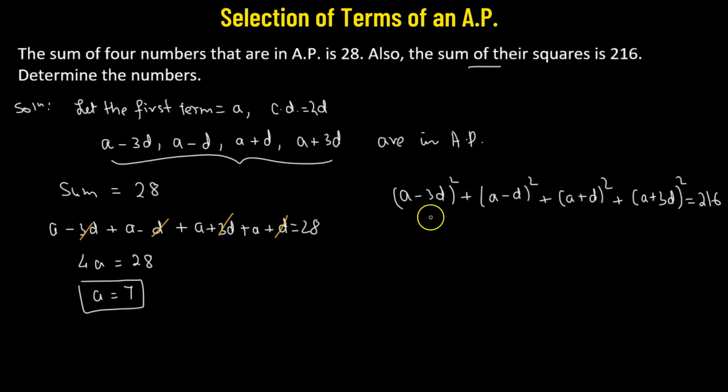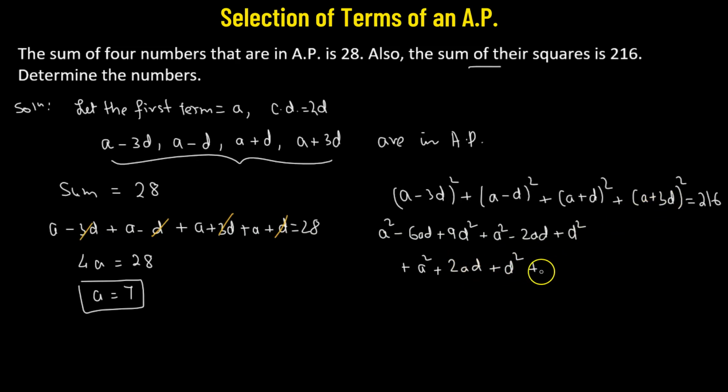Now we have to solve this equation. So let's expand each of the terms. A minus 3D whole squared becomes A squared minus 6AD plus 9D squared. Expanding A minus D whole squared, we have A squared minus 2AD plus D squared. Then A plus D whole squared is A squared plus 2AD plus D squared, and A plus 3D whole squared is A squared plus 6AD plus 9D squared. Now this is equal to 216.